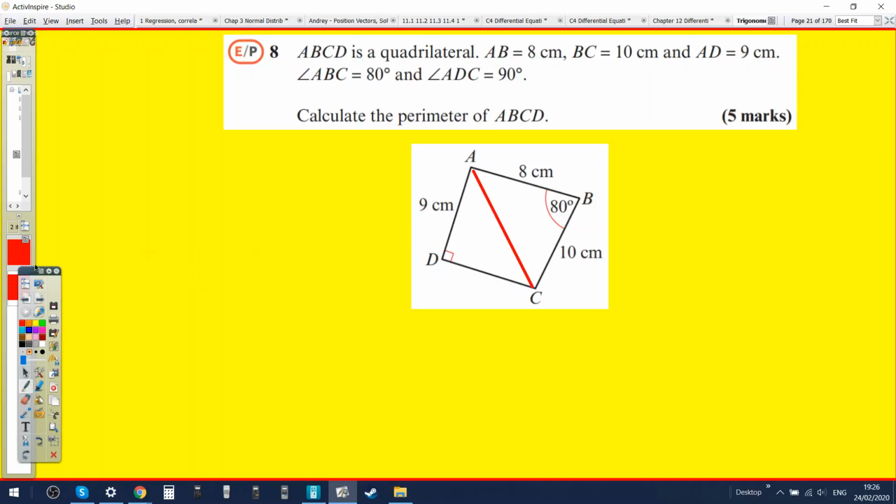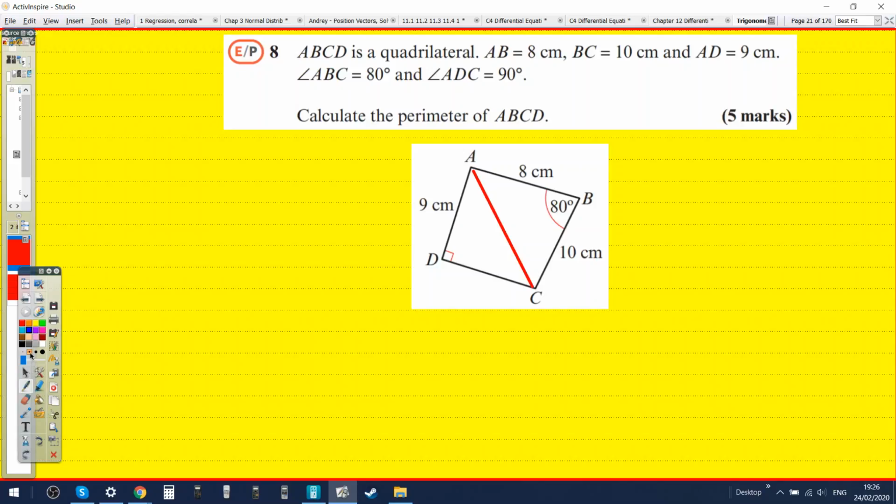So what do I do? So a squared equals 8 squared plus 10 squared, minus 2 times 8 times 10 times cos A2. And once you know the red length, how would you get the bottom one?